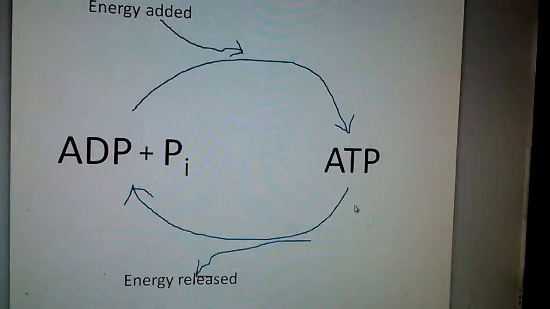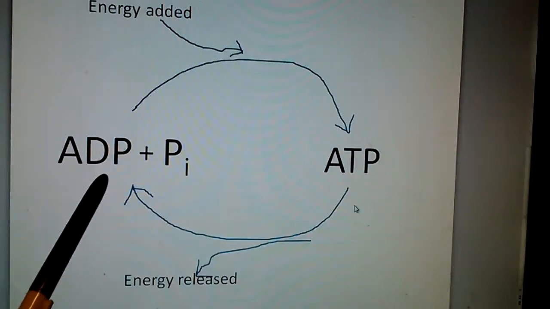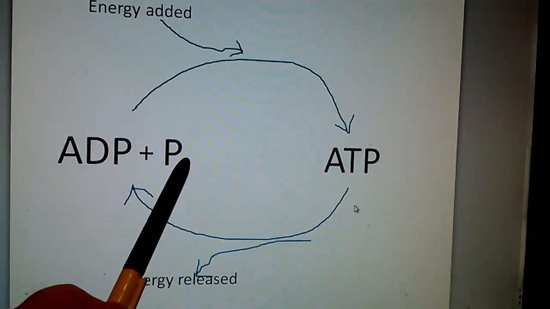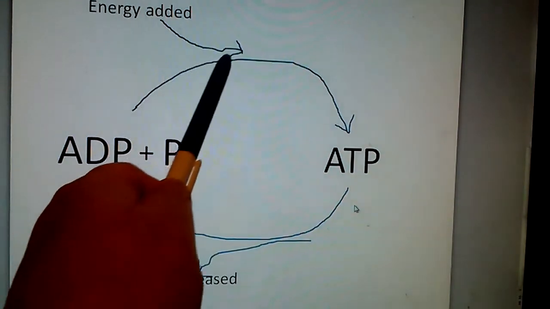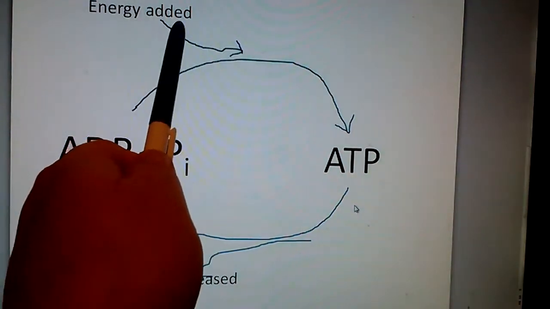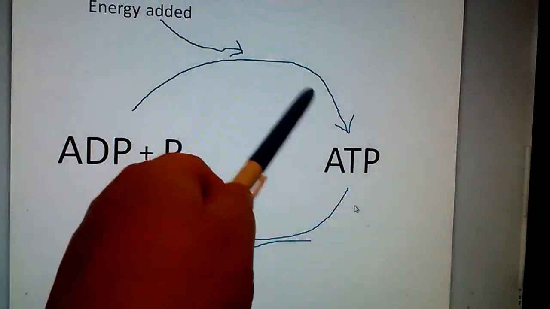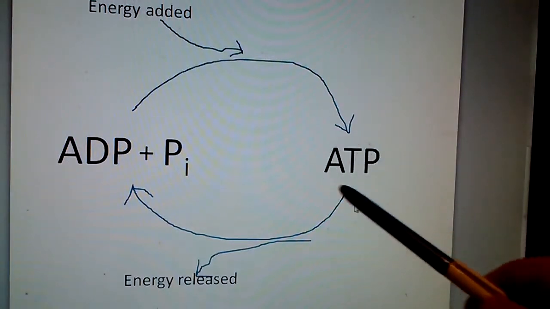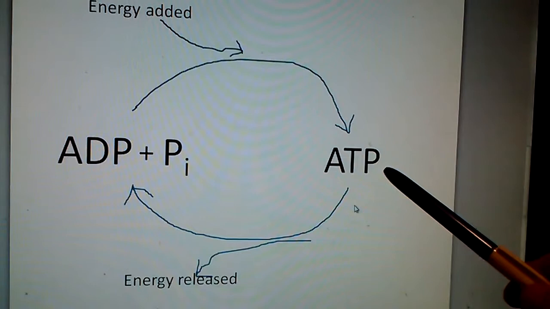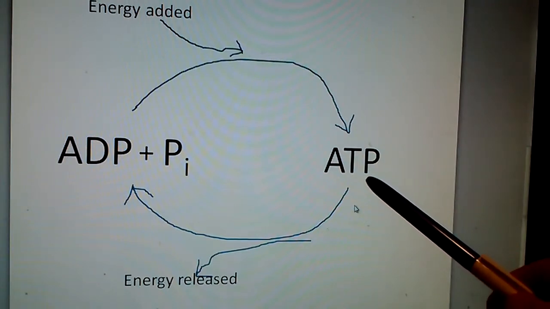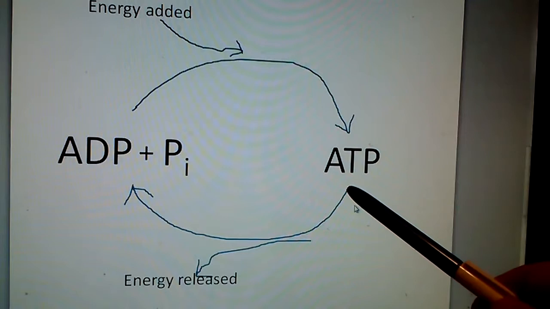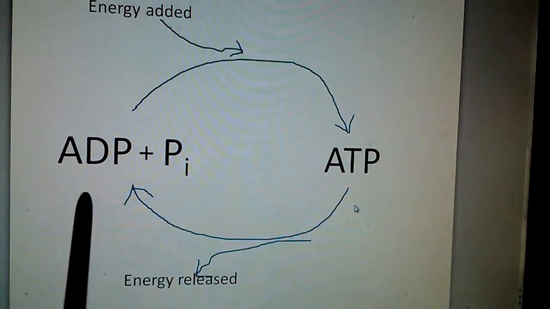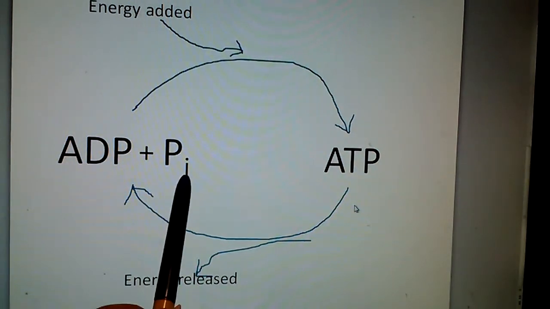To make ATP, your body takes ADP, adenosine diphosphate, plus inorganic phosphate, and puts them together. That's a process that takes energy, so you can see I have energy added in the figure here, and then that makes ATP. The ATP molecule, adenosine triphosphate, stores energy, and it stores it in a form that can be released to drive cell processes. When that energy is released, it goes back to being ADP plus inorganic phosphate.